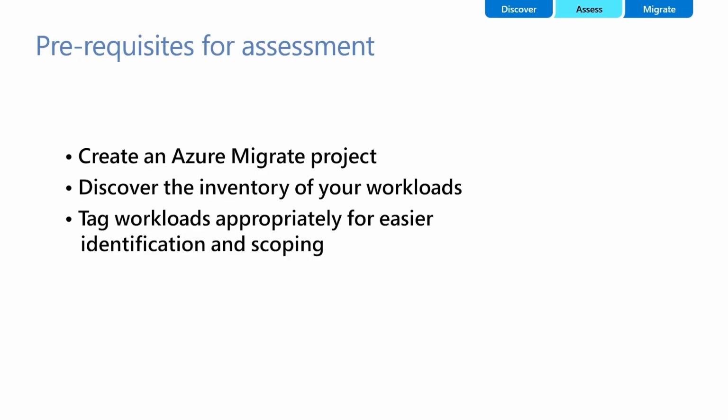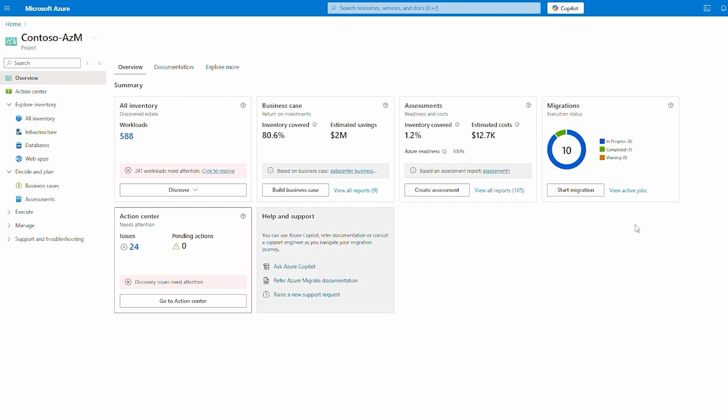You can discover your inventory using the Azure Migrate appliance or by importing the inventory captured by RVTools or CMDB. If you have used the appliance for discovery, it is recommended to run the discovery for at least 24 hours to accumulate performance data to achieve better assessment results. With this, let us dive directly into the Azure VM assessment demo.